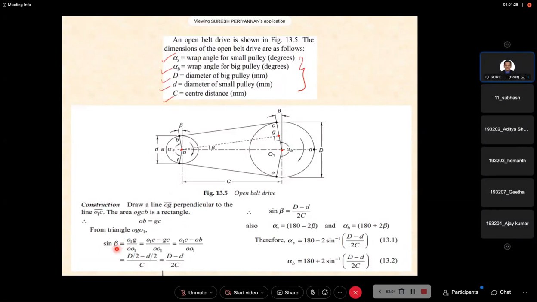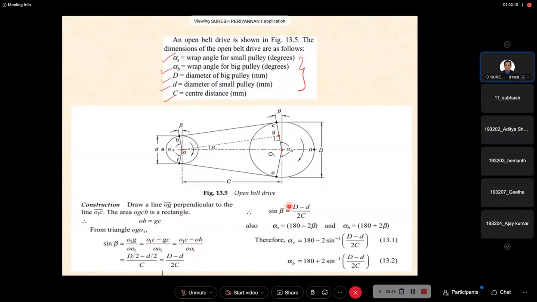Now this is sine beta. This is angle beta, and similarly this is also angle beta. Now sine beta is equal to, we know these dimensions: O1C minus GC. GC is nothing but our smaller pulley radius, hence O1C minus OB, that is D by 2 minus d by 2. Capital D minus small d divided by 2C, because this distance we consider as capital C. So sine beta is equal to (capital D minus small d) divided by 2C.